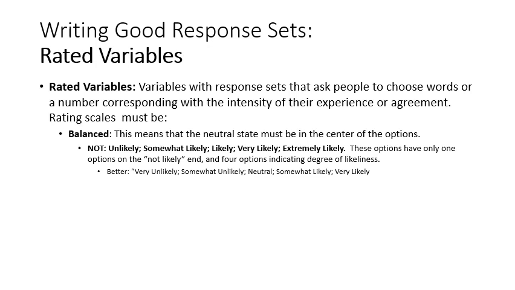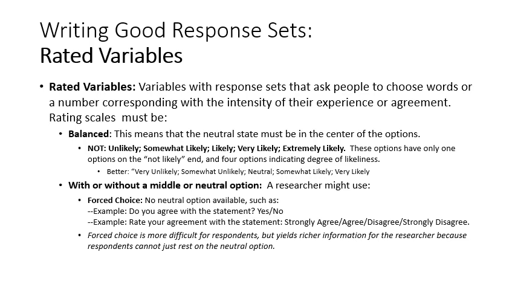So we don't want to have a set like this: unlikely, somewhat likely, likely, very likely, and extremely likely, because there's only one option on the not likely end and 4 options on the likely end. So better to say very unlikely, somewhat unlikely, neutral, somewhat likely, very likely. And note that we do not have to have that neutral option. That neutral option is a nice cop-out for people who don't want to take the time to think about where they stand. And I tend to prefer some kind of forced choice. It could be a scale just like this, but it doesn't include the neutral option.